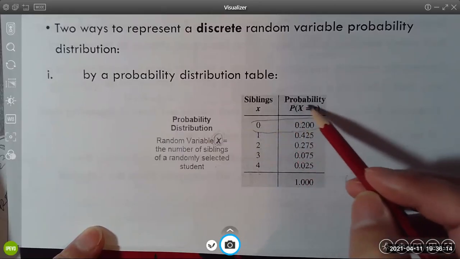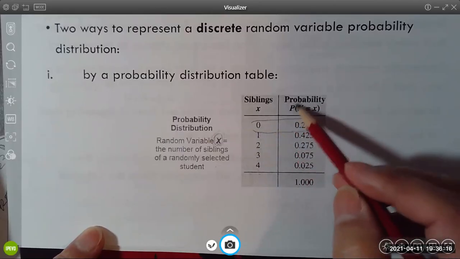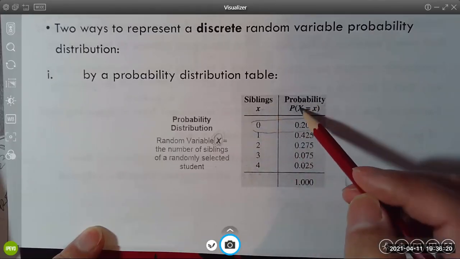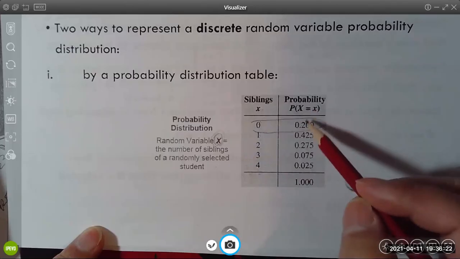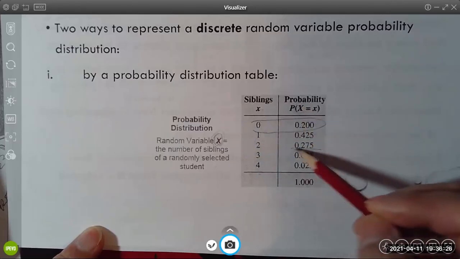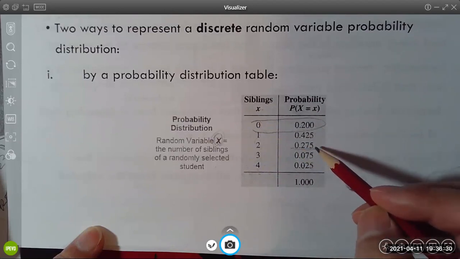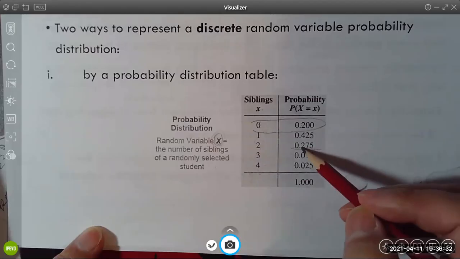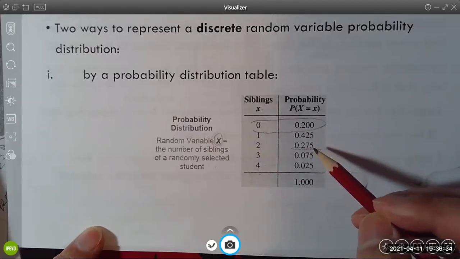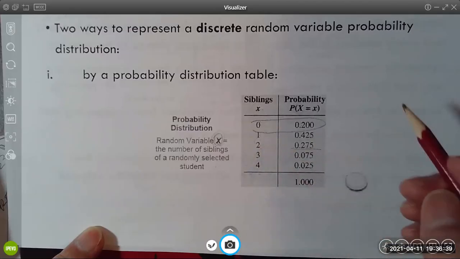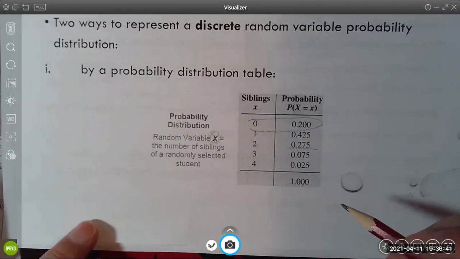Say capital X equals small x. The capital X is random, the number of siblings, and small x is the specific value. That means when your x equals 0, probability is this. When your x equals 2, probability is this, which means that if you randomly select a student from that group of students, there's a 27.5% chance that the student has 2 siblings. That's how we read this table.